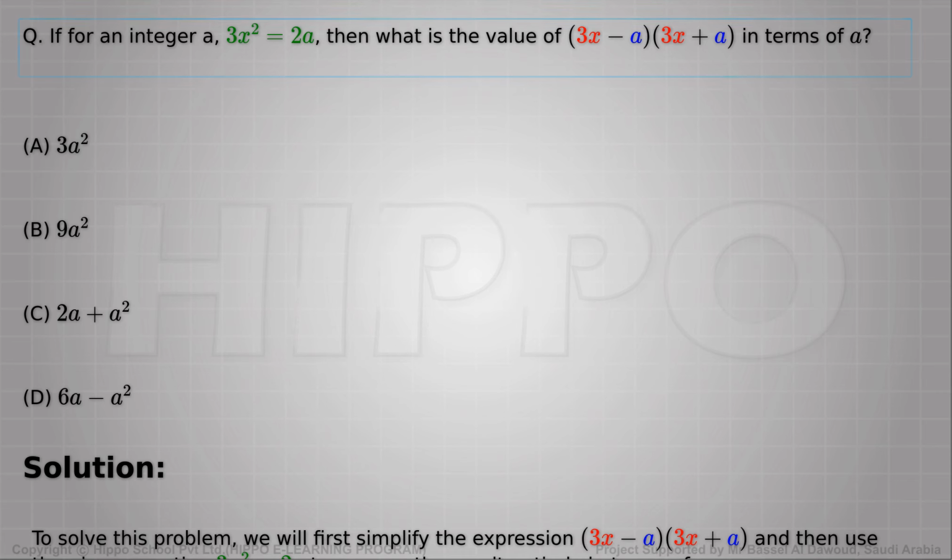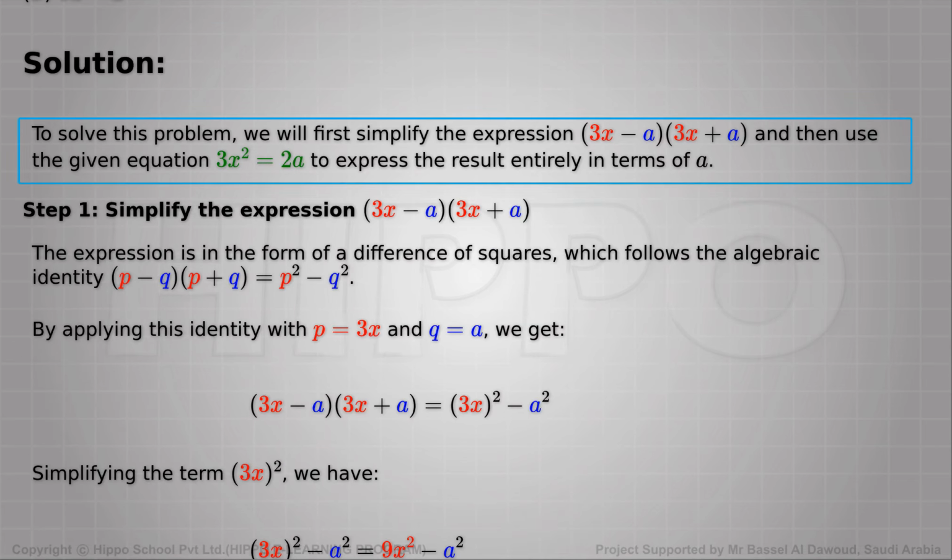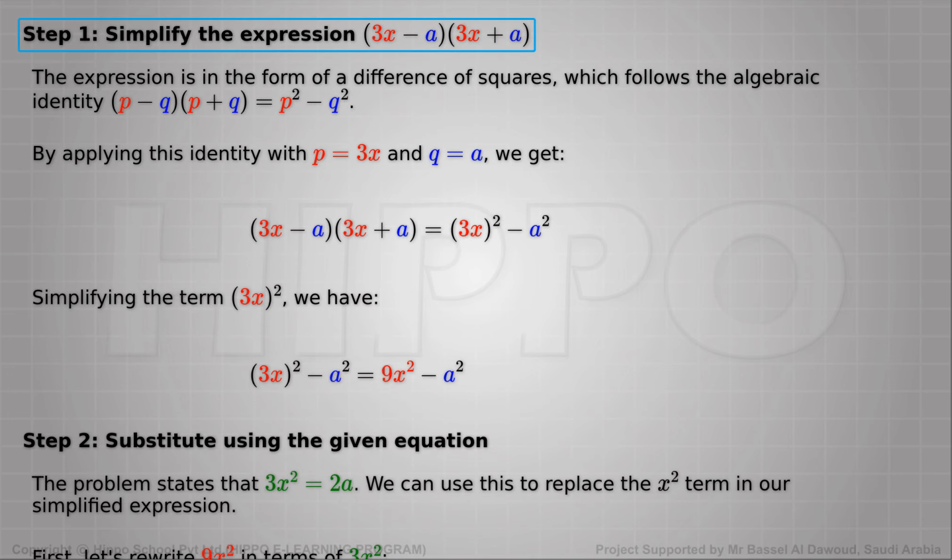Let's dive in. Our strategy will be a straightforward two-step process. First, we will simplify the expression (3x − a)(3x + a). It has a very common pattern that we can use to our advantage. Second, we will use the equation provided in the question, which is 3x squared equals 2a, to substitute and get rid of the x variable. This will leave us with an answer expressed only in terms of a, which is exactly what the question asks for. All right, let's begin with step 1.